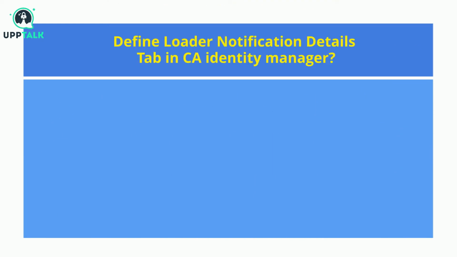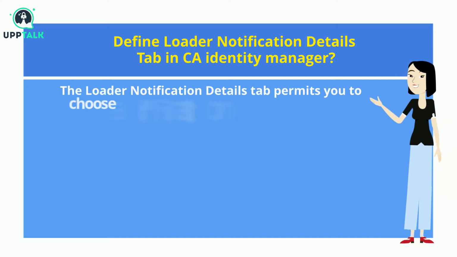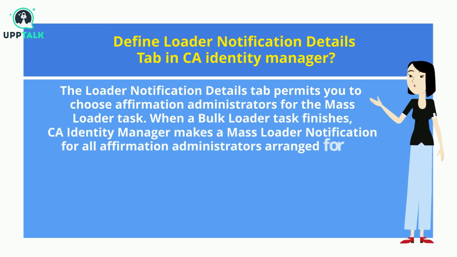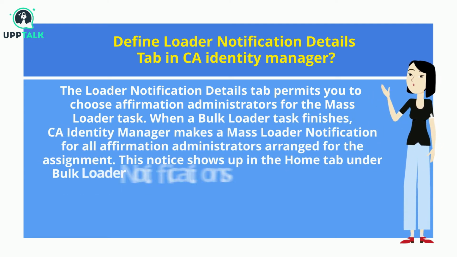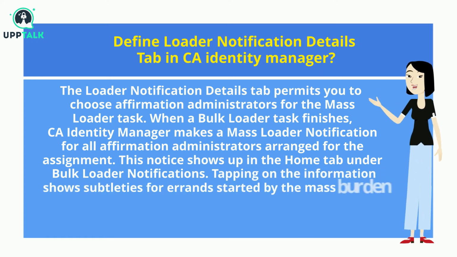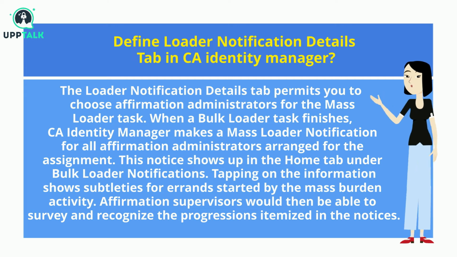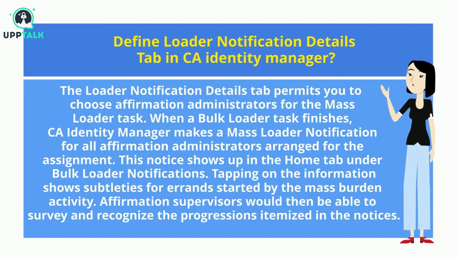Define Loader Notification Details tab in CA Identity Manager. The Loader Notification Details tab allows you to choose approval administrators for the bulk loader task. When a bulk loader task finishes, CA Identity Manager creates a bulk loader notification for all approval administrators configured for the task. This notice appears in the Home tab under Bulk Loader Notifications. Clicking on the entry shows details for tasks started by the bulk load operation. Approval administrators can then review and approve the changes detailed in the notices.